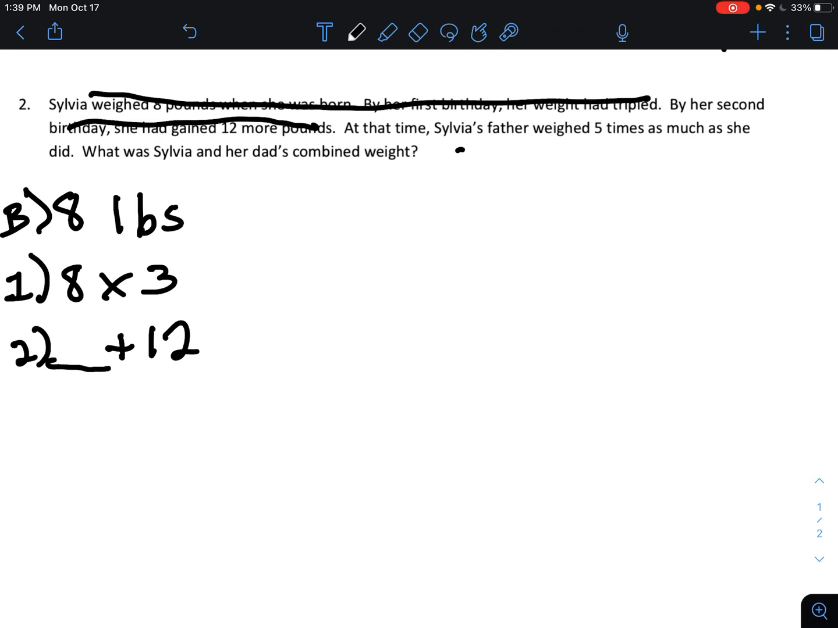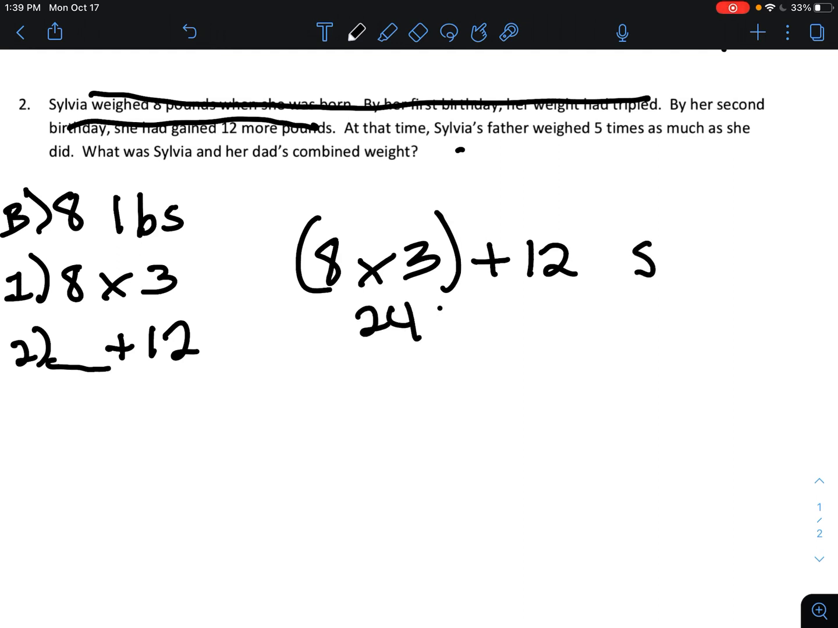So which expression would we use to solve and figure out how much Sylvia weighs at 2 years old? That's right, we put everything together. So she was 8 pounds when she was born, 3 times that when she was 1, and 12 more when she was 2. So at this point, that's 24 plus 12. So Sylvia weighs 36 pounds. All right, now let's go on to her dad, see what they want us to do next.